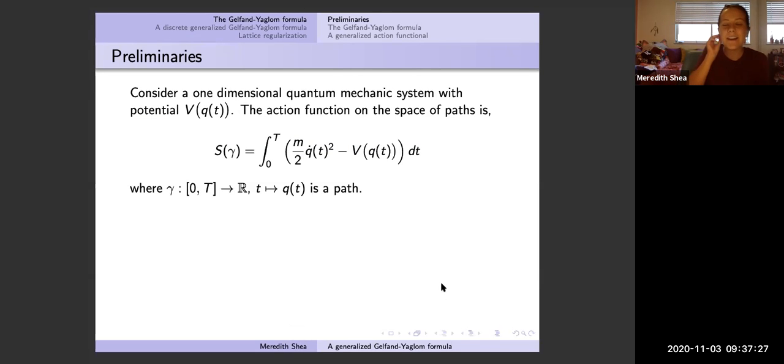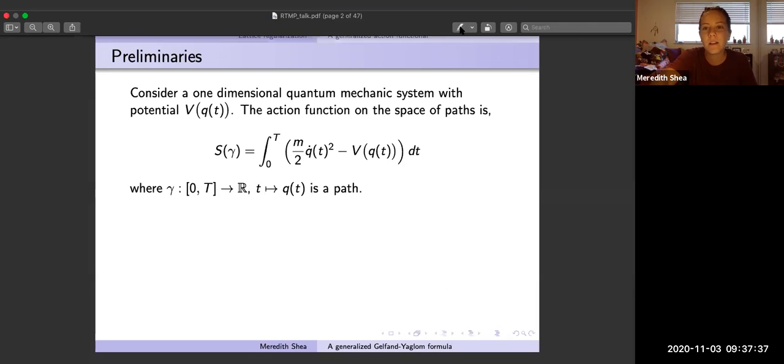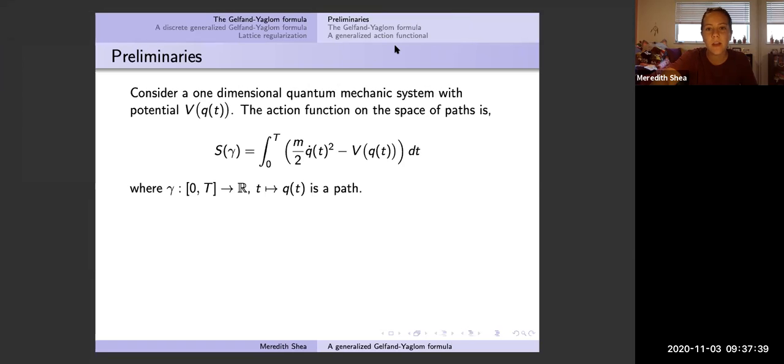Okay, so just start off with some preliminaries. And ultimately, the first thing I'll do is introduce the usual Gelfand-Yaglom formula. And so what are the preliminaries? Well, we're going to start off with a one-dimensional quantum mechanics system and some potential V. And then we can write out the action function on the space of paths. It's the usual thing you probably know how to write. And gamma is just a path from the time interval to the space, which in this case is just R, and we denote it by q(t).